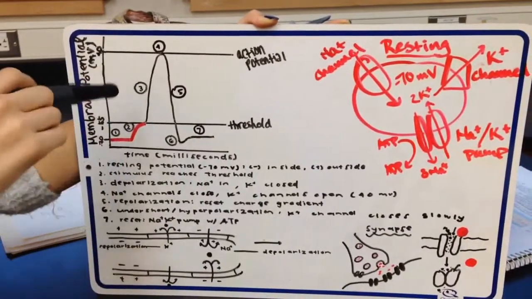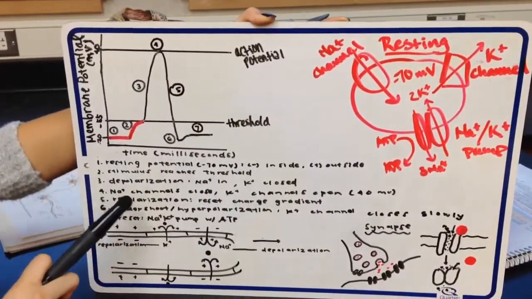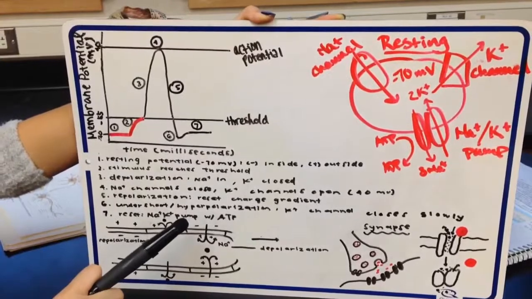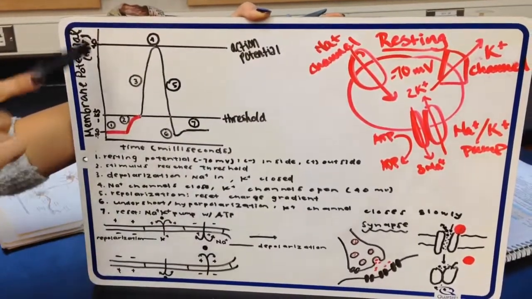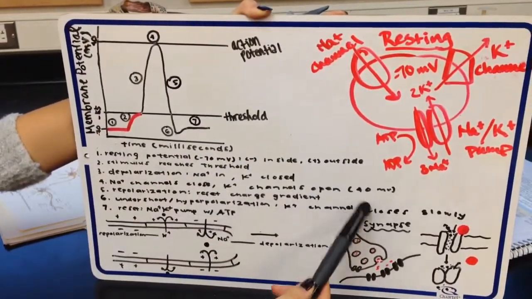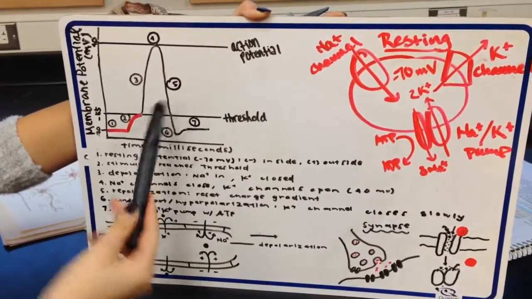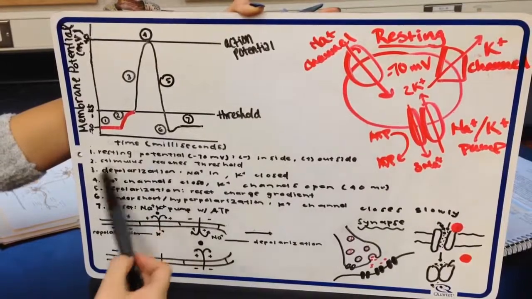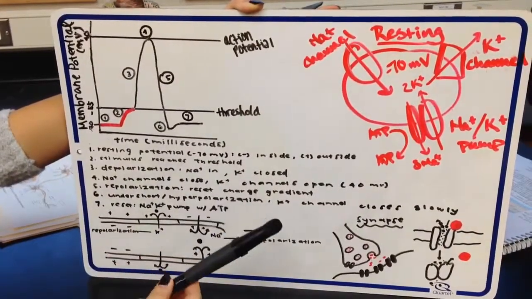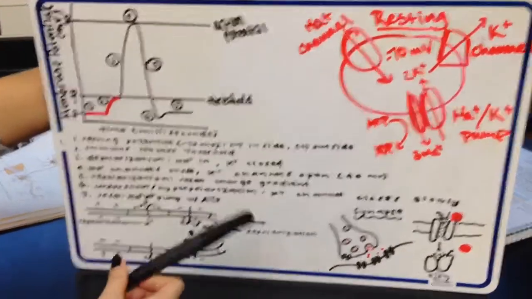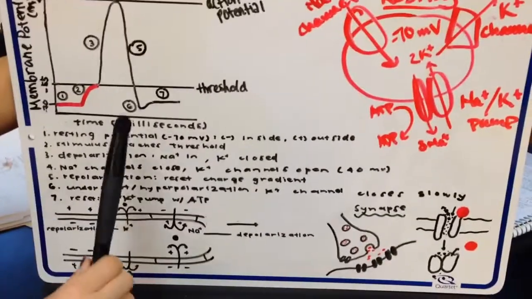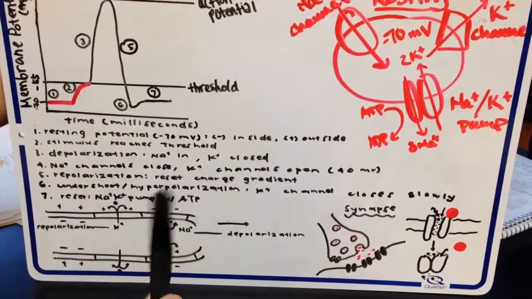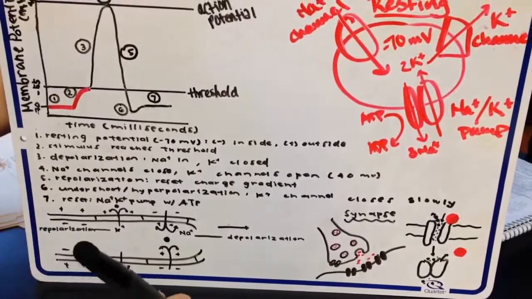And then the fourth step, the Na plus channels are closed and the K plus channels open at 40 millivolts. And then 5, repolarization is when we reset the charge gradient, and 6, undershoot and hyperpolarization is when the K plus channel closes slowly. And then 7 is when it resets, and Na plus and K plus pump with ATP.